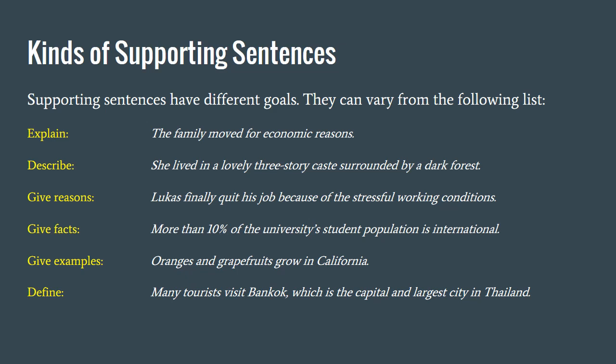Give examples. "Oranges and grapefruits grow in California." Define. "Many tourists visit Bangkok." Okay, not a definition, however, let's continue. "Which is the capital and largest city in Thailand." So that kind of defines what Bangkok is. So these are all the kinds of supporting sentences that you're going to want in your supporting sentences.